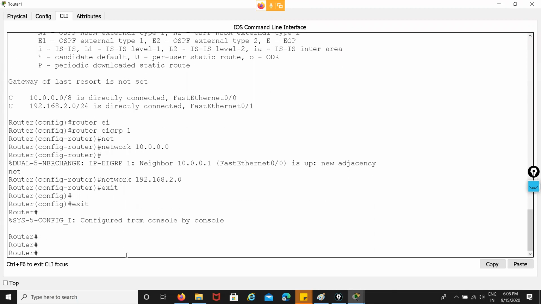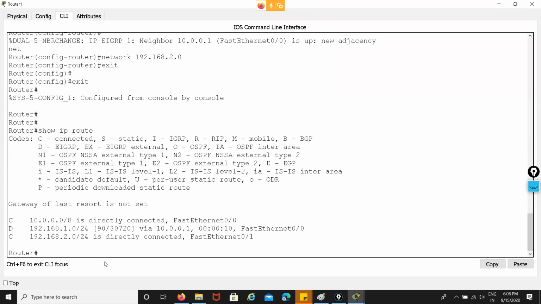So if I have done all the configuration successfully, now you can see on my routing table, I simply get the destination information as D. D is used to identify the protocol named EIGRP. Here is the network information and here is the prefix value. 90 is the internal AD. And this particular prefix information, this route, is learned through the IP address 10.0.0.1.